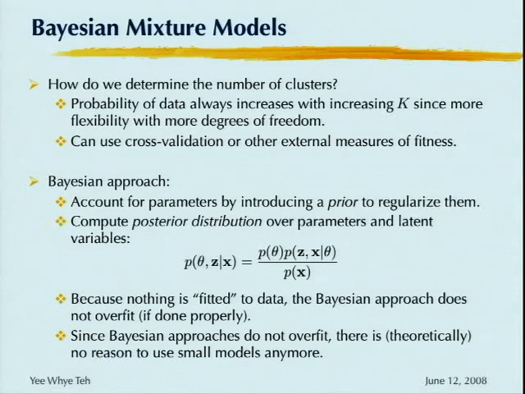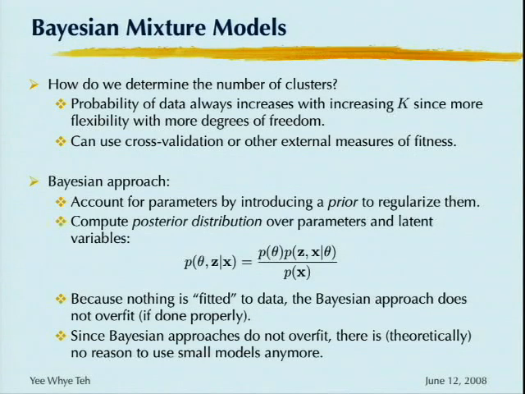If you just do maximum likelihood, as you increase the number of clusters in your mixture model, you're increasing the number of parameters used to describe the data. So you're giving the model more and more flexibility, and of course, the probability of the data would always increase as you increase the number of clusters. So this would lead to overfitting if you just want to find k, the number of clusters, which maximizes the probability of the data. People have dealt with this, for example, by using cross-validation or some sort of external measure of the fitness of the mixture model.